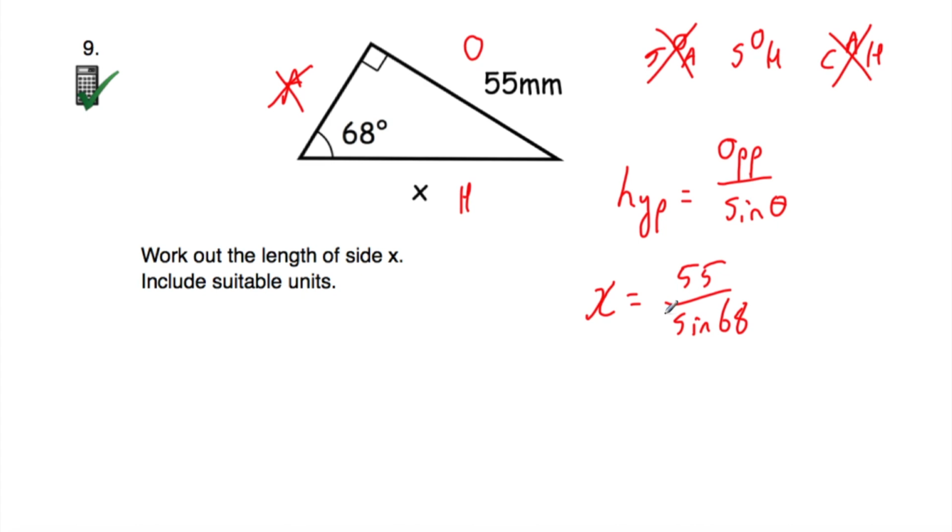And if we do 55 divided by the sine of 68 in our calculator, that'll give us the length of the side. So x is equal to 59.319 and so on millimeters. And let's round that to 2 decimal places. That'll be 59.32 millimeters. So that means the length of that side is 59.32 millimeters.